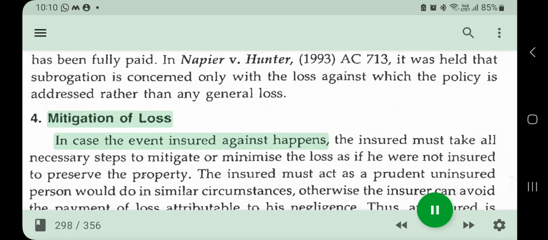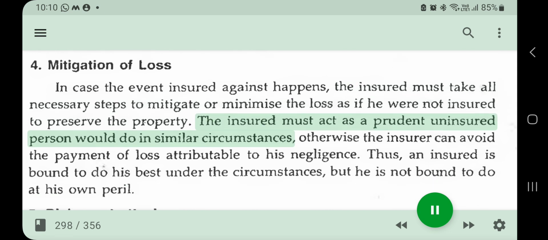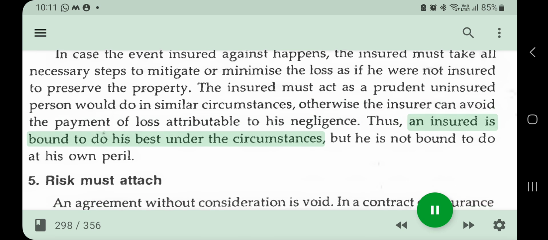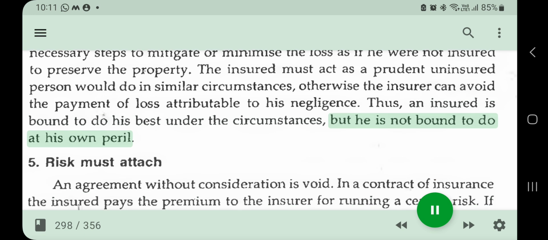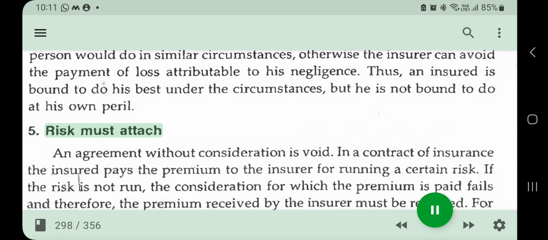4. Mitigation of loss. In case the event insured against happens, the insured must take all necessary steps to mitigate or minimize the loss as if he were not insured, to preserve the property. The insured must act as a prudent uninsured person would do in similar circumstances, otherwise the insurer can avoid the payment of loss attributable to his negligence. Thus, an insured is bound to do his best under the circumstances, but he is not bound to do so at his own peril.